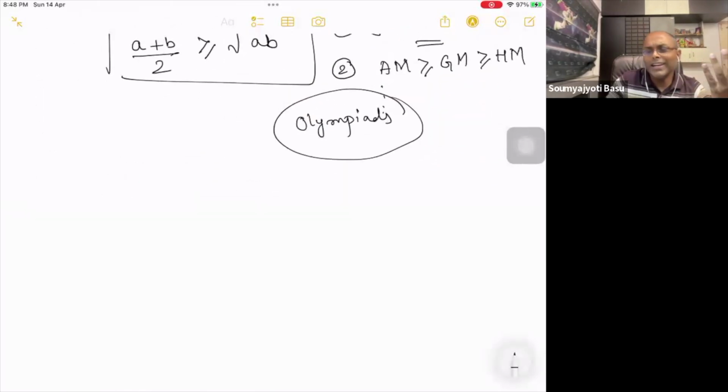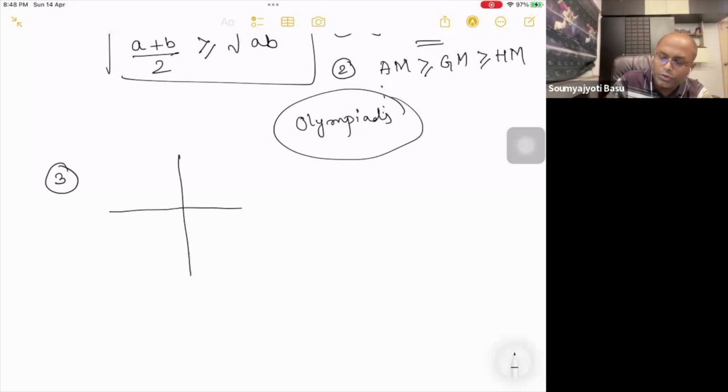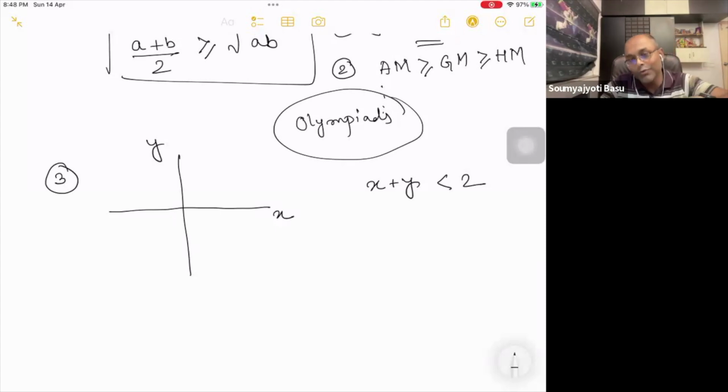Yeah, you can also say that there is a third type of inequality which tries to find out zones in a plot or in a coordinate system. It tries to find out the zones where a certain rule is followed. For example, x plus y less than 2. This is the x-axis, this is the y-axis, and you are trying to find out the zone within this plot where x plus y is less than 2. This is actually an extension of the first type, and it's also quite easy to solve.